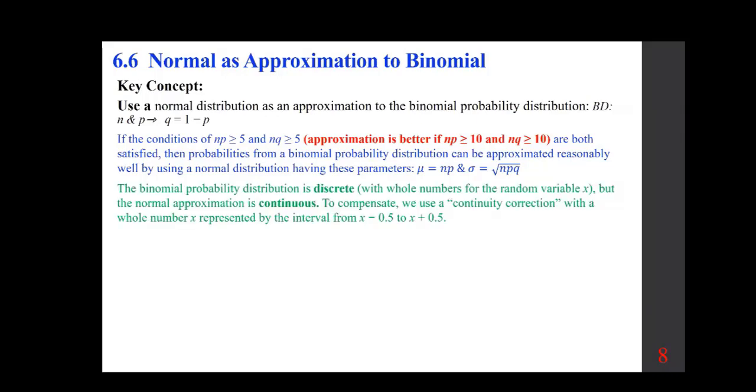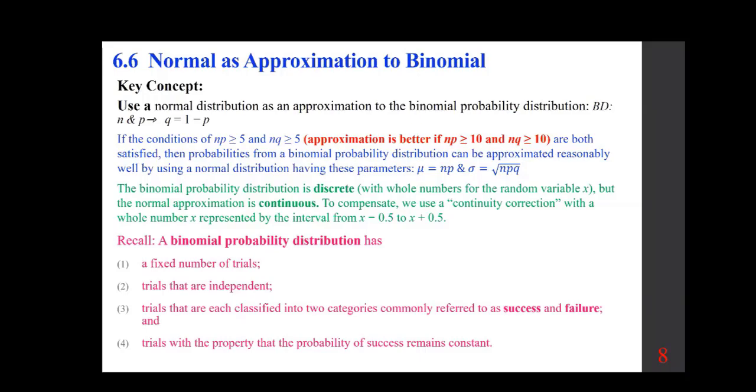The binomial probability distribution is discrete with whole numbers for the random variable x, but the normal approximation is continuous. To compensate, we use a continuity correction with a whole number x represented by the interval from x minus 0.5 to x plus 0.5. Recall a binomial probability distribution has a fixed number of trials that are independent, trials that are each classified into two categories commonly referred as success and failure, and trials that the probability of success remains constant.